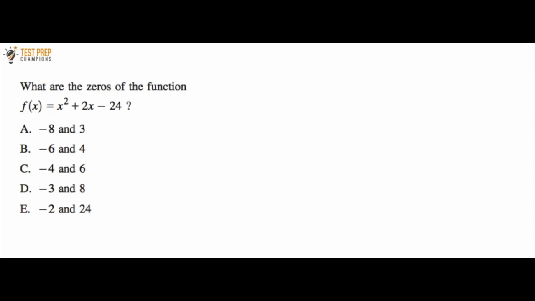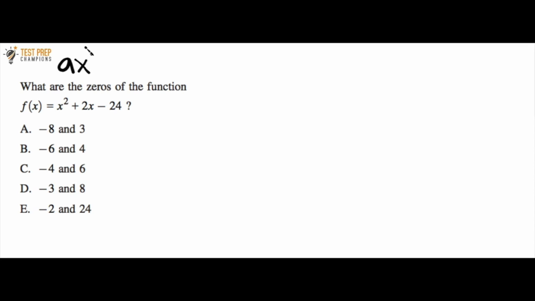Question 1. What are the zeros of the function f of x equals x squared plus 2x minus 24? So let's have you try this question out, and if you get stuck, don't worry about it because we're just going to go over it. So now would be a good time to pause the video and try this out, and then we'll break down how to do it.